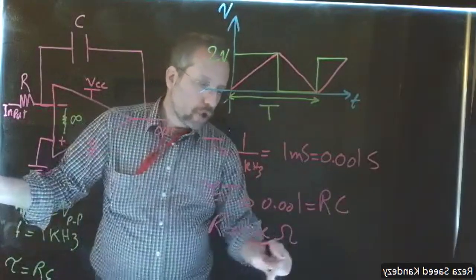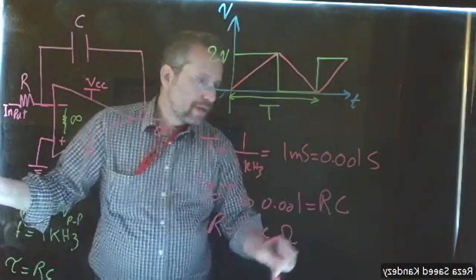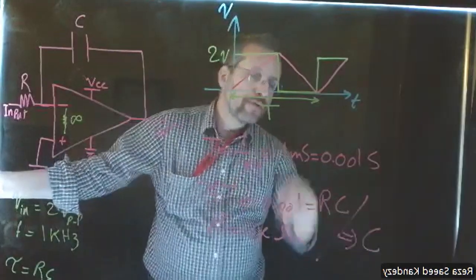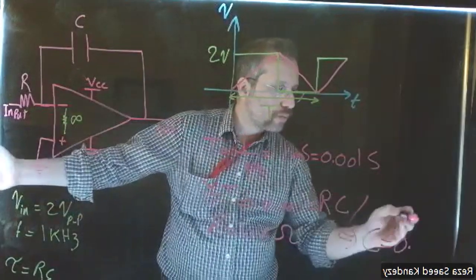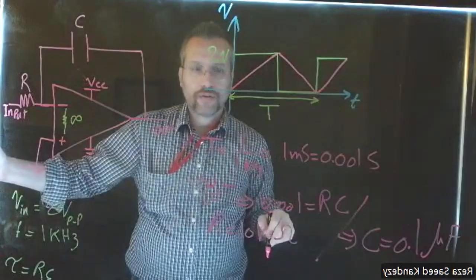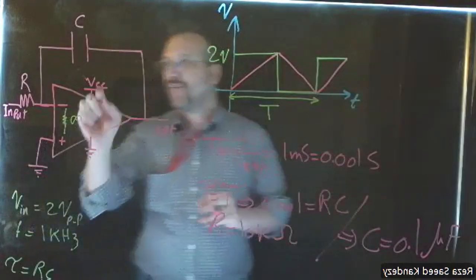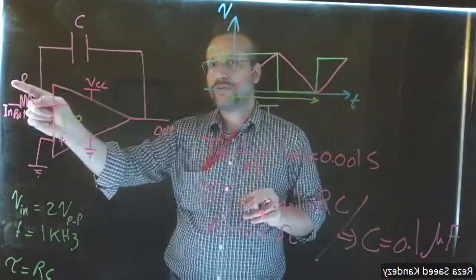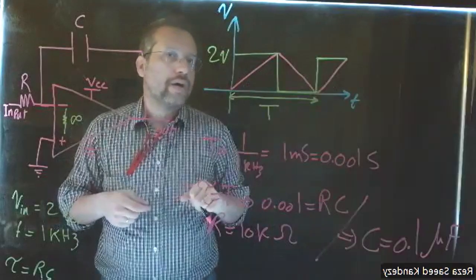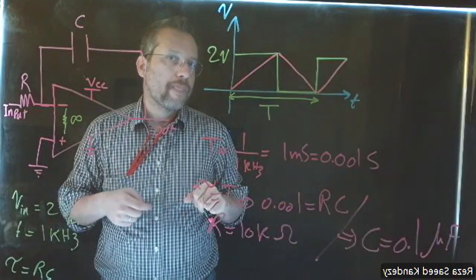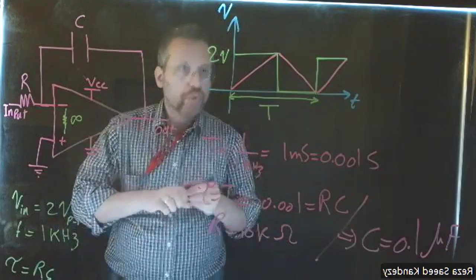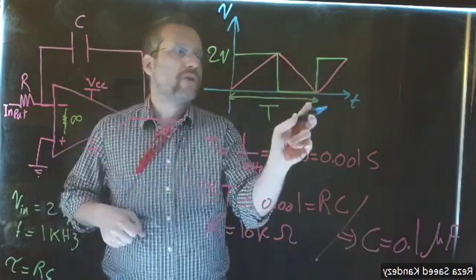Now, if R is 10 kilo ohm, using this equation, if you do the calculation, the capacitor should be 0.1 microfarad. Are we good? Now we have all the values. We have the value of capacitor, we have the value of resistor, and we know the input. So we expect the output to be such a triangular wave.